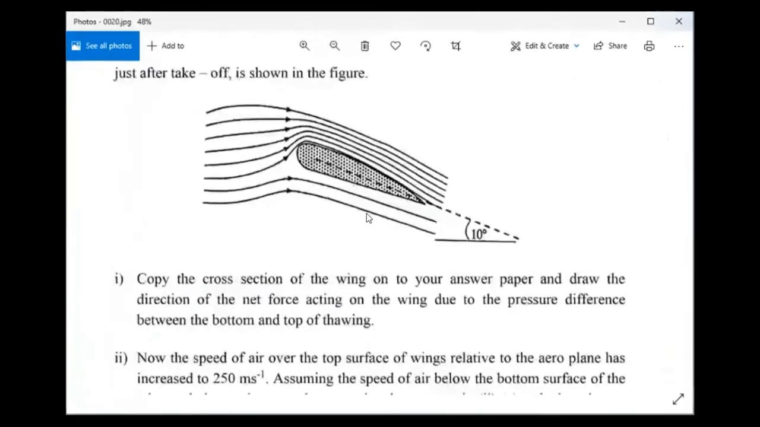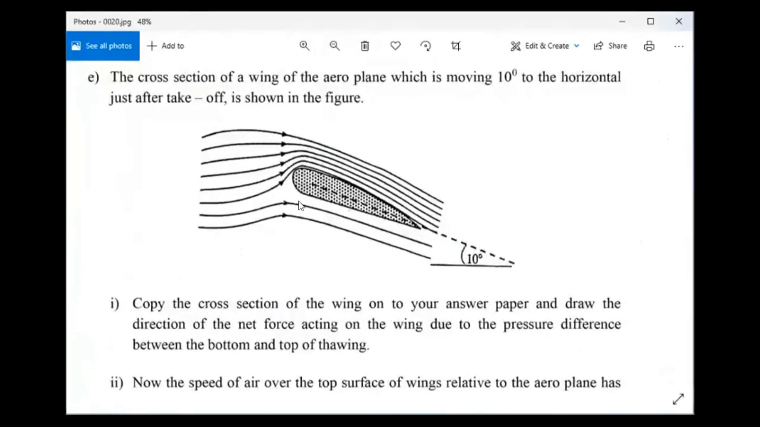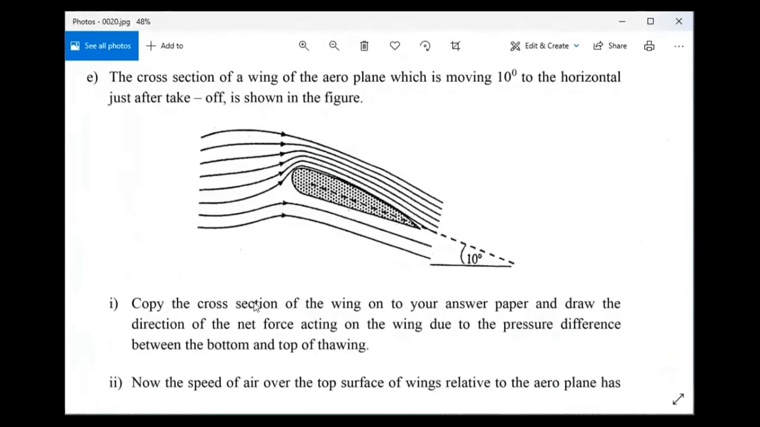So they have given us a cross section of the wing. The cross section of a wing of the aeroplane, which is moving 10 degrees to the horizontal just after takeoff, is shown in the figure. Copy the cross section of the wing onto your answer paper and draw the direction of the net force acting on the wing due to the pressure difference between the bottom and the top surface. They ask us to draw the direction.